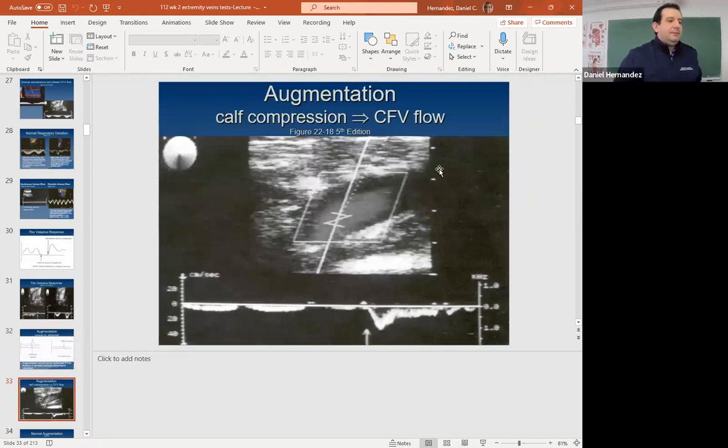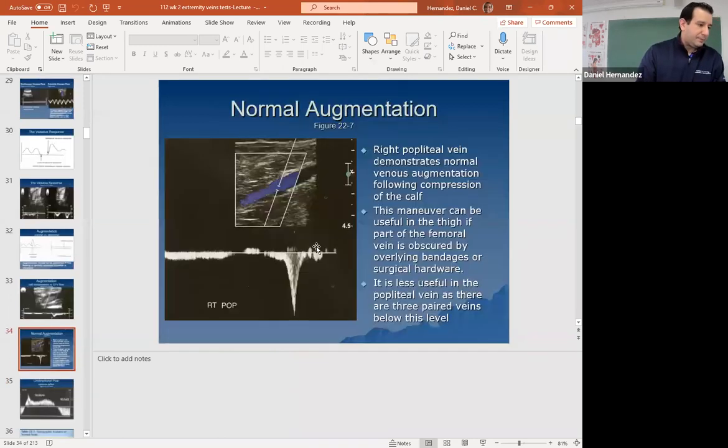This is just another image showing calf compression. So a normal common femoral venous flow, and then the sonographer augmented. So we see a nice surge of blood going back up to the heart, and then a return back to our respiratory variations. And just another picture showing normal augmentation. This is the right popliteal now.